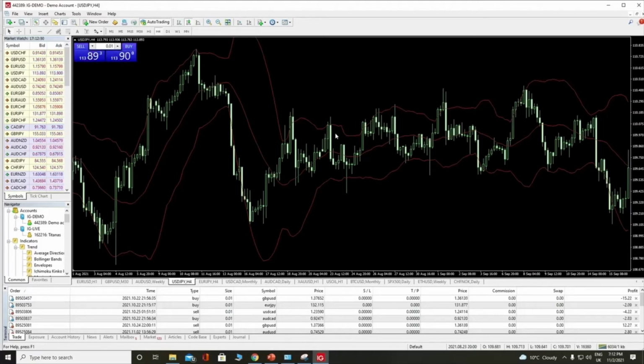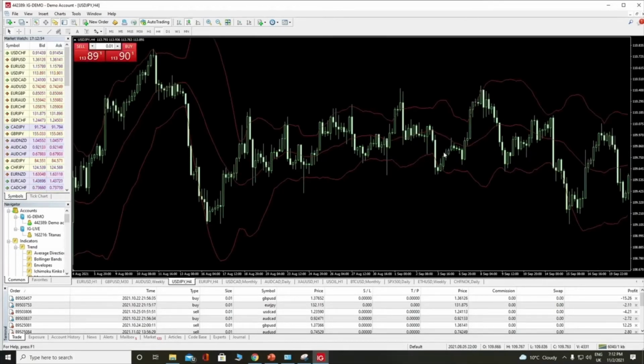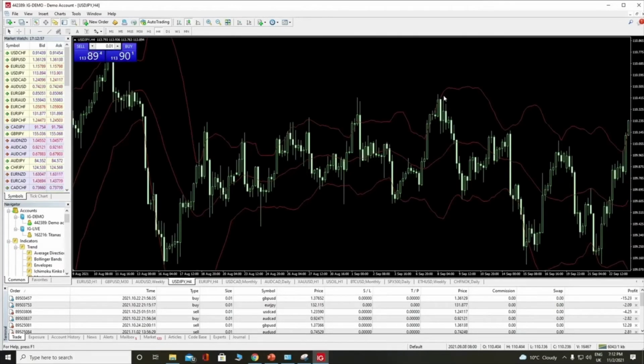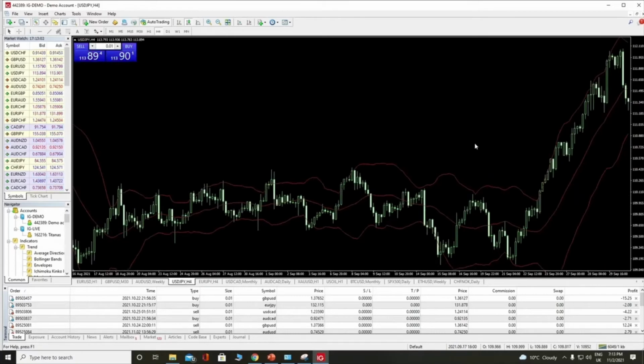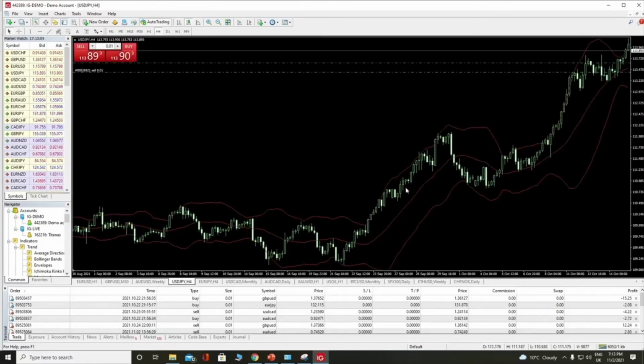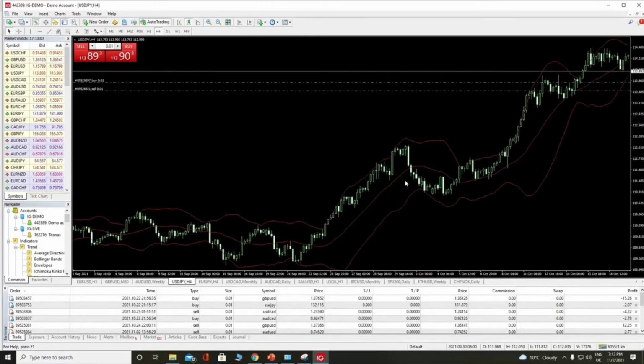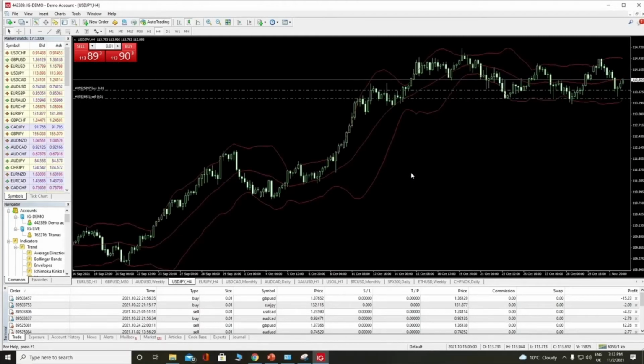Now what happened here? The channel becomes tighter and tighter, and now suddenly the prices expand, which means we have a higher volatility. And of course, this changes the momentum and how you can see the market.